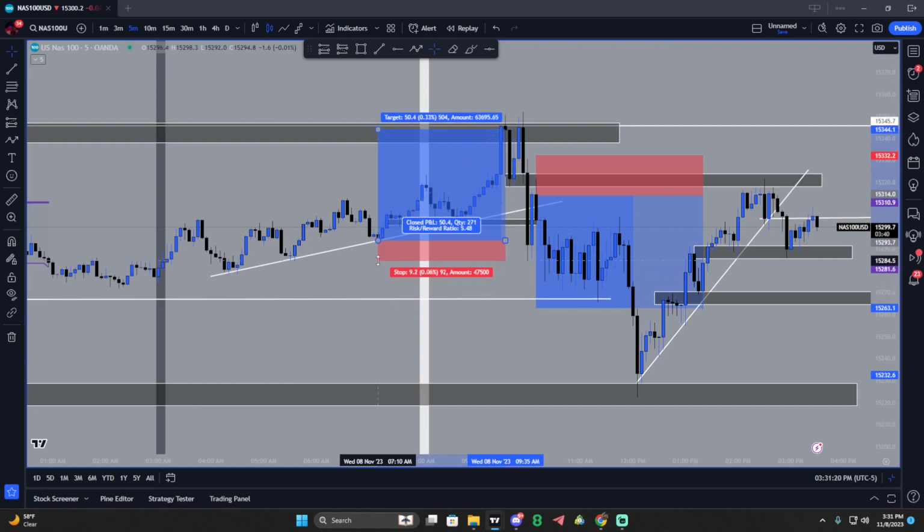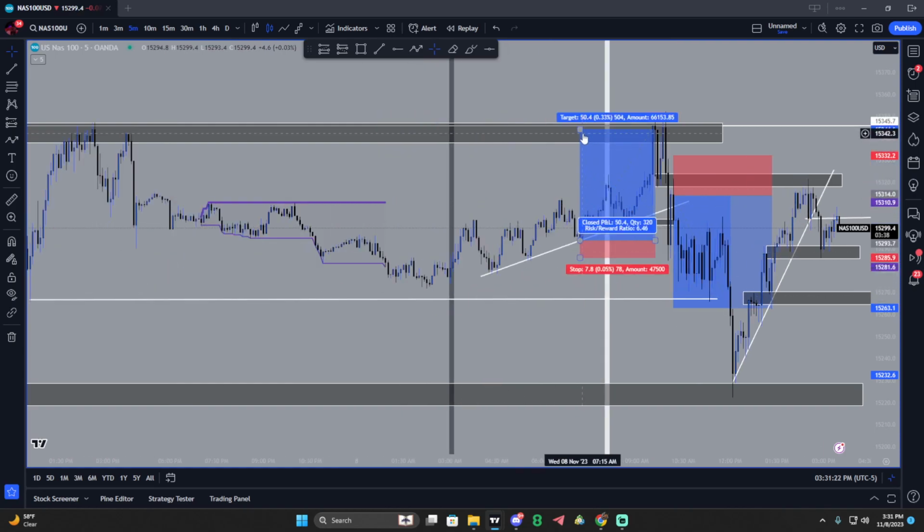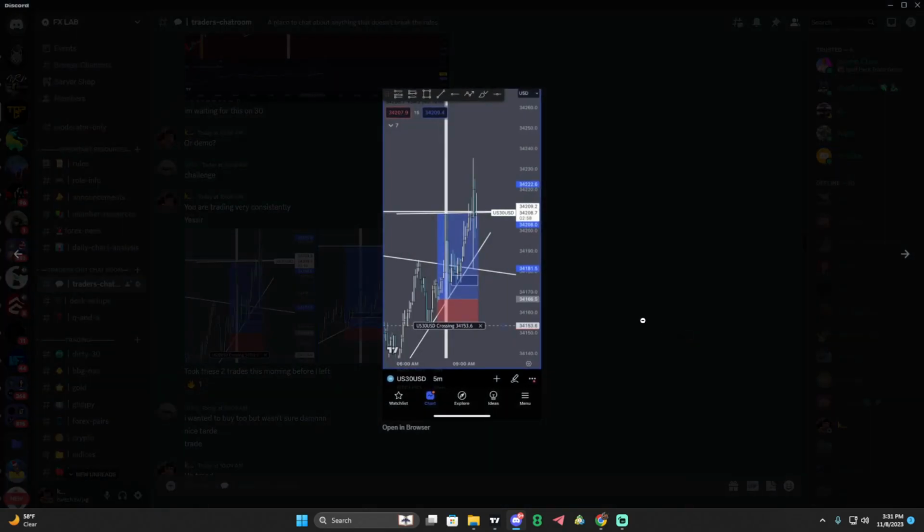Very simple. My entry, something like this. Take profit up here, stop loss down here. Let me find the actual setup. There it goes. All right, so this is the actual setup I took.